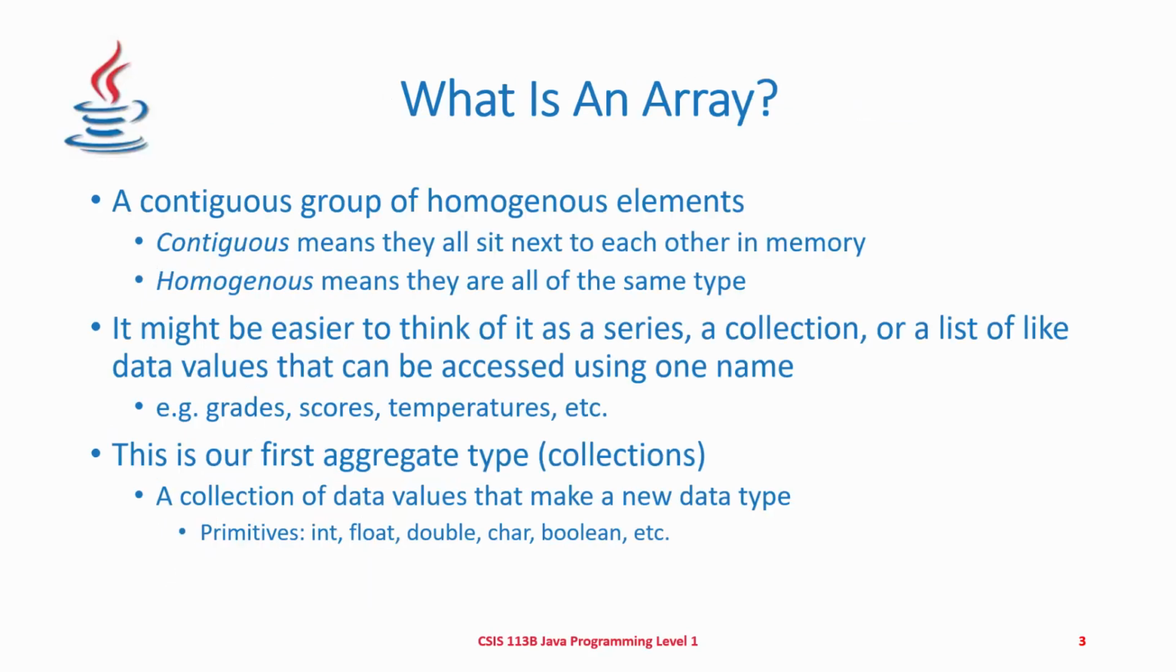So what is an array? Well, you can consider it to be a contiguous group of homogeneous elements. So contiguous, meaning that they all sit next to each other in memory, and homogeneous, meaning that they're all of the same data type. So an array can only contain integers or doubles or floats. You can't mix the different types within a single array.